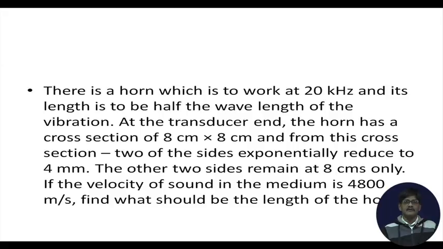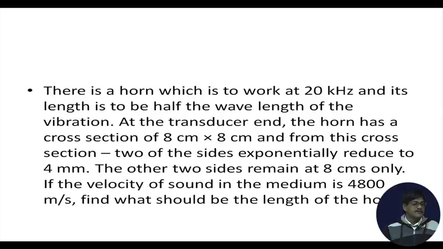At the transducer end, the horn has a cross section of 8 centimeters by 8 centimeters, and from this cross section 2 of the sides, that means it's a square, so it has 4 sides, and from this particular cross section 2 of the sides are exponentially reducing to 4 millimeters. Okay, 4 millimeters. So it's reducing like this and becoming a knife edge sort of. It's moving like this and reducing this way.